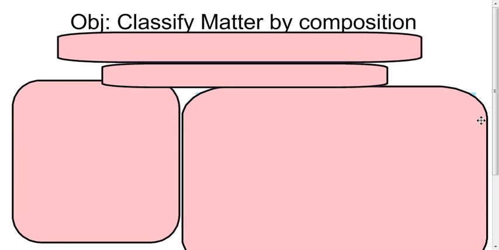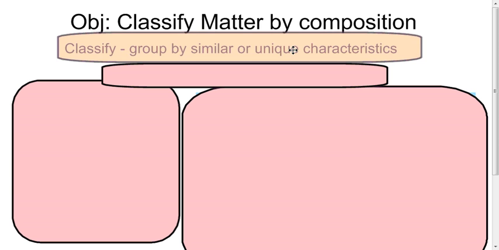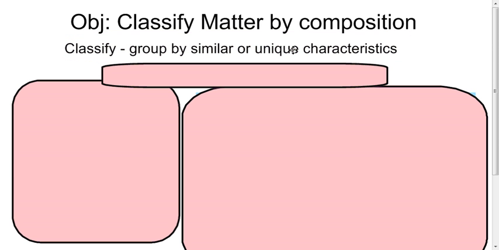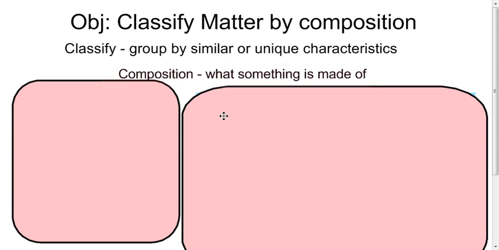The purpose of this video is for you to be able to classify matter by composition. The word classify means to group by similar or unique characteristics. It's a sort, basically. And the composition is what something's made of.